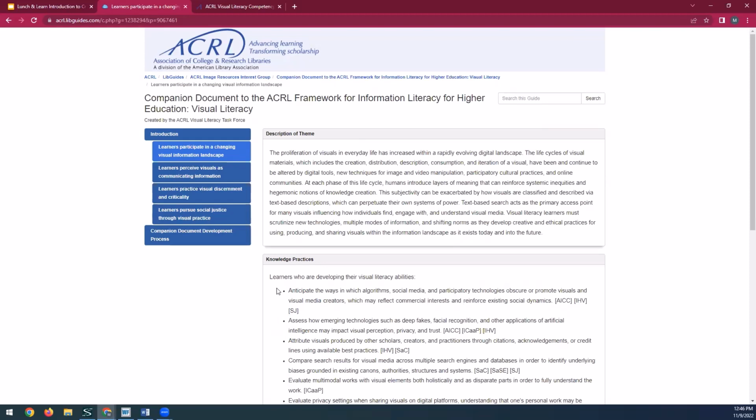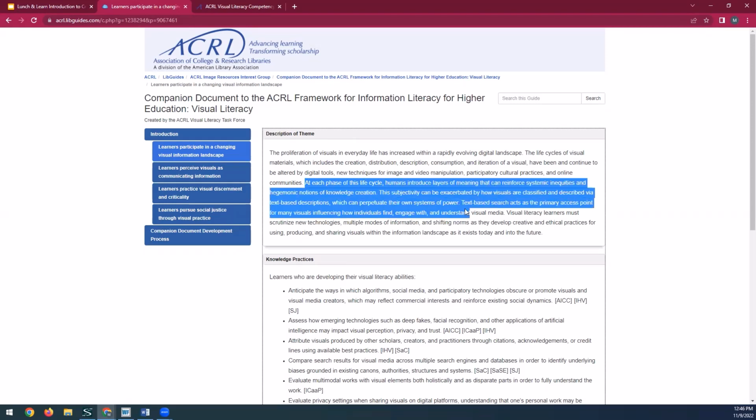to power as well. But notice in this first one, learners participate in a changing visual information landscape. You can see here that the language is a lot more complicated, but I want to highlight this one phrase here. At each phase of this life cycle, humans introduce layers of meaning that reinforce systemic inequities and hegemonic notions of knowledge creation. The subjectivity can be exacerbated by how visuals are classified and described via text-based descriptions, which can perpetuate their own systems of power.